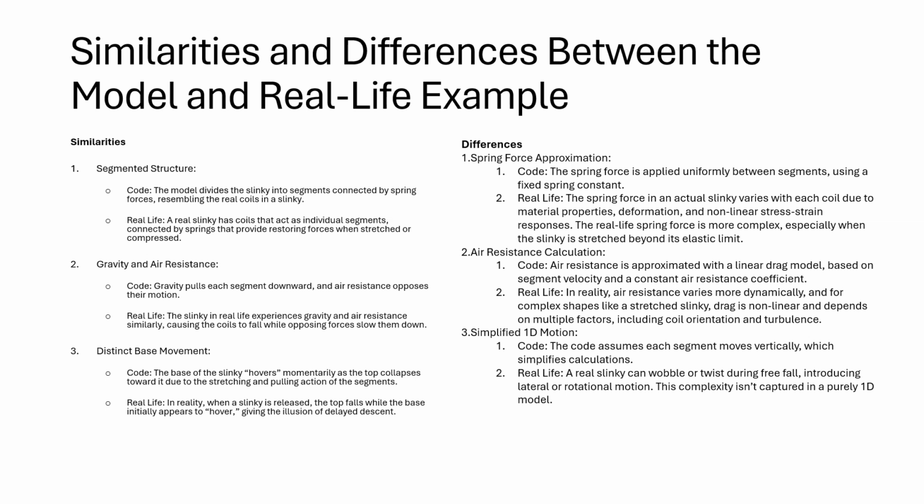And also for the air resistance calculation, I used a linear drag model because that was easier to use, and I used a constant air resistance coefficient. But in real life, air resistance is more dynamic and it changes throughout the motion, just like the spring force. And also there was a simplified 1D motion that the code took because it assumed that each segment just moves vertically. But in real life, it wobbles and it twists and it moves all over the place, which we saw in the real life model.